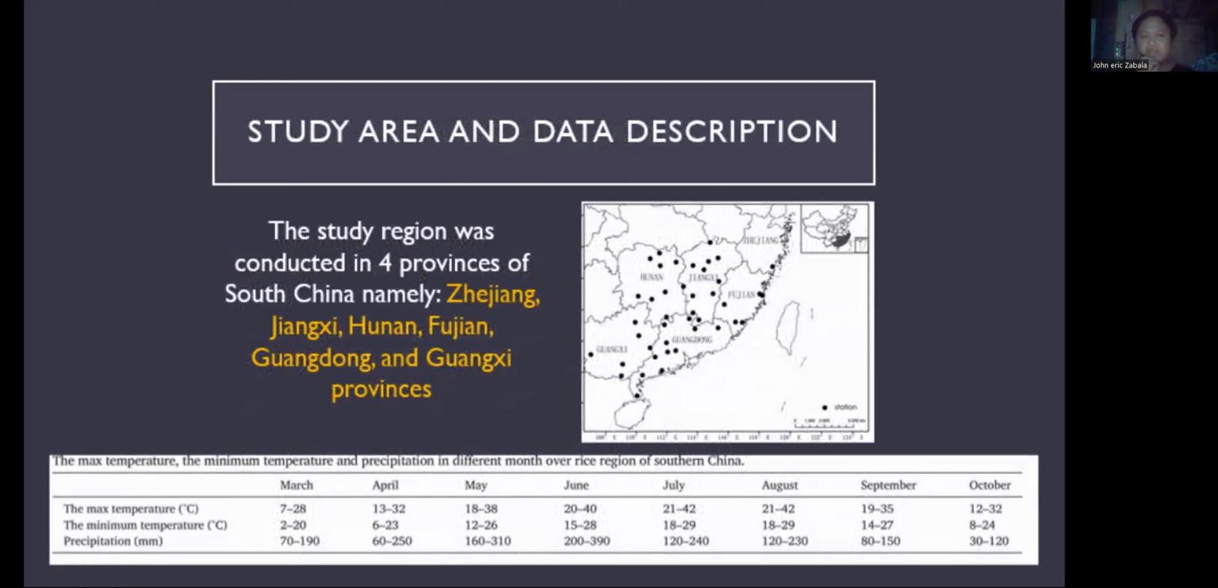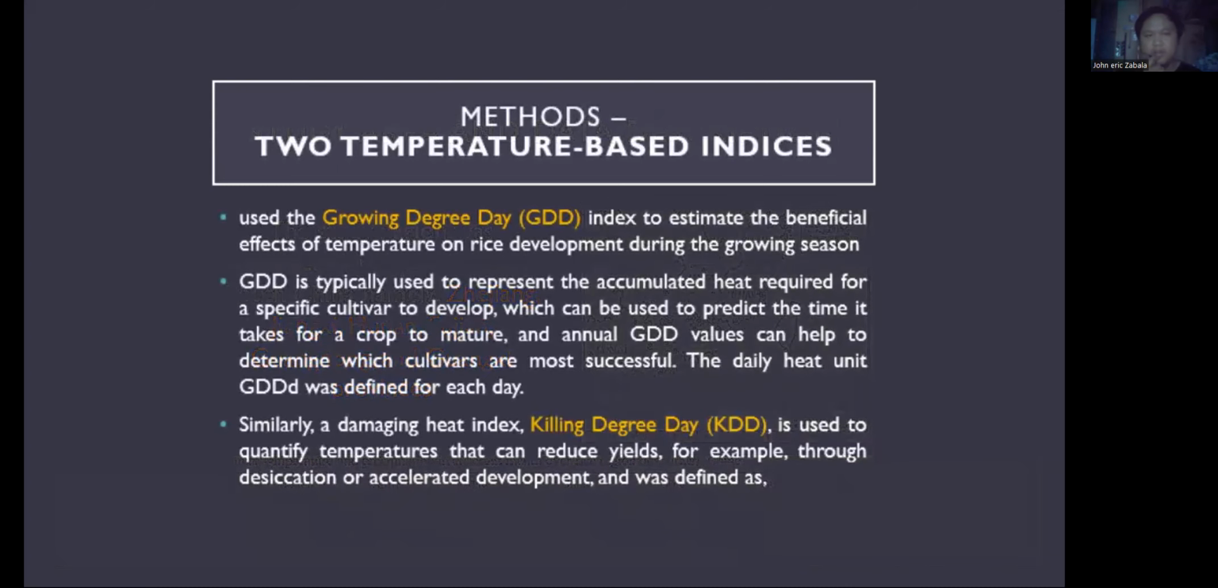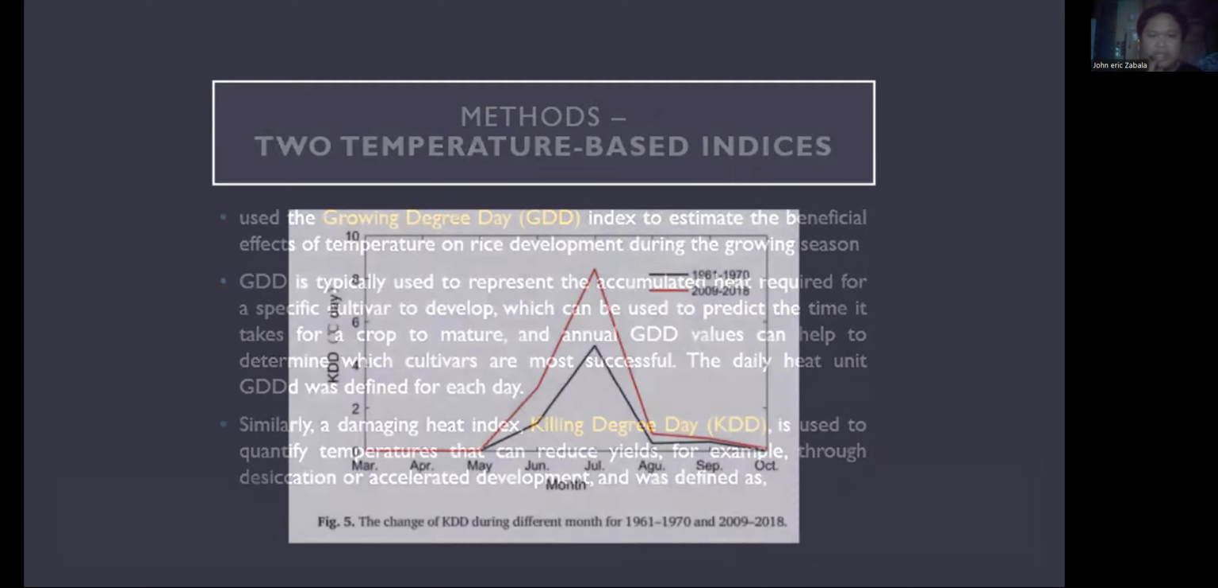So the study area was conducted in the provinces of South China, namely Zhejiang, Jiangxi, Hunan, Fujian, Guangdong, and Guangxi provinces. The table below shows the maximum temperature, minimum temperature, and the precipitation in millimeters po dun sa southern China. So this is their method on how they gauge po, no? They used the GDD, or the Growing Degree Day index. This is how they estimate the beneficial effects of temperature on rice development during the growing season. GDD is typically used to represent the accumulated heat.